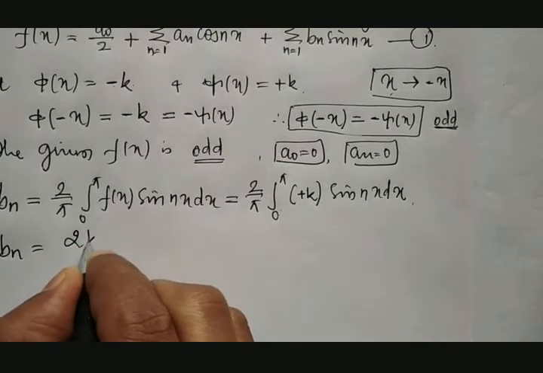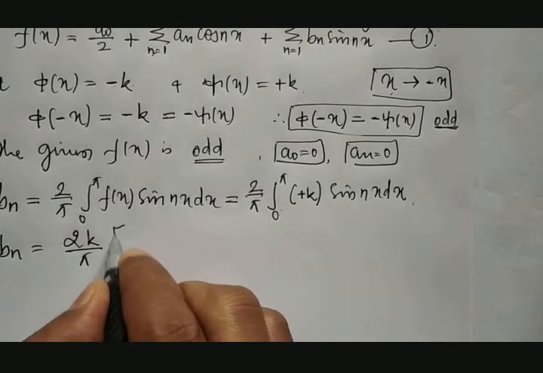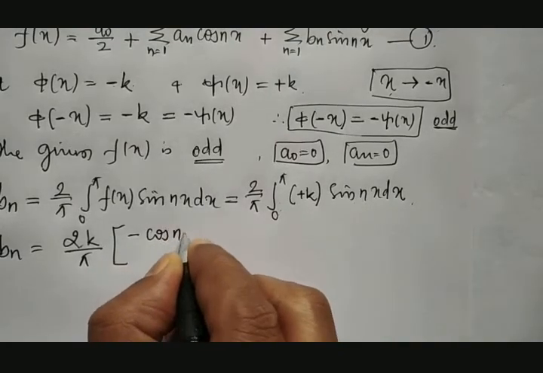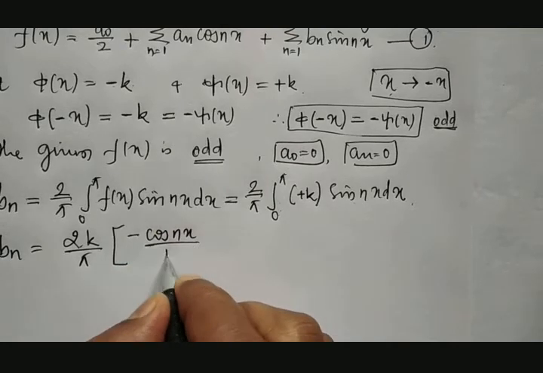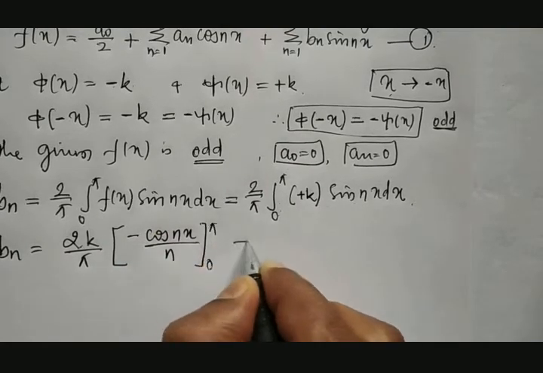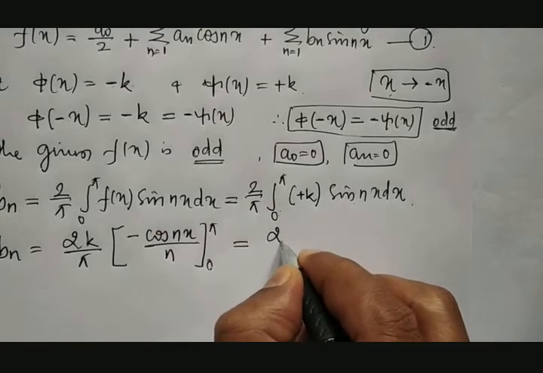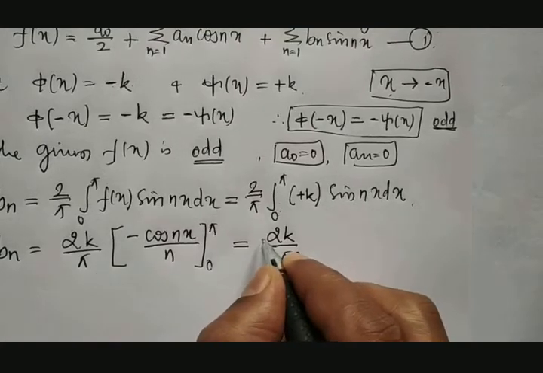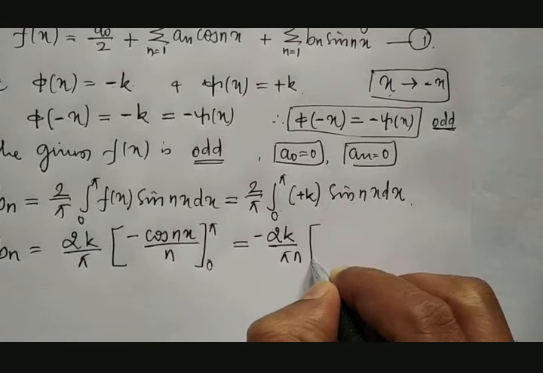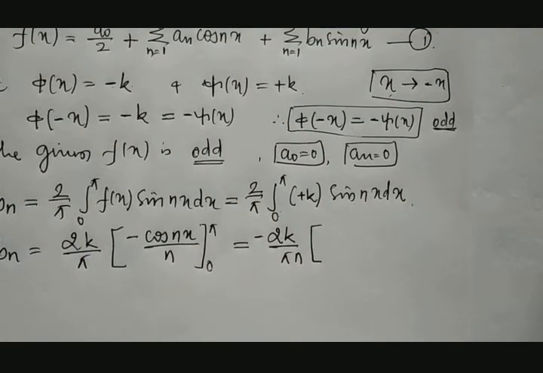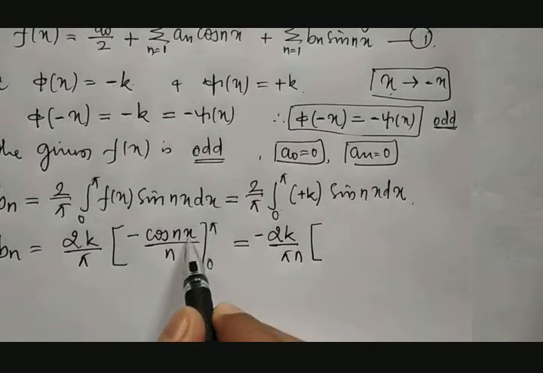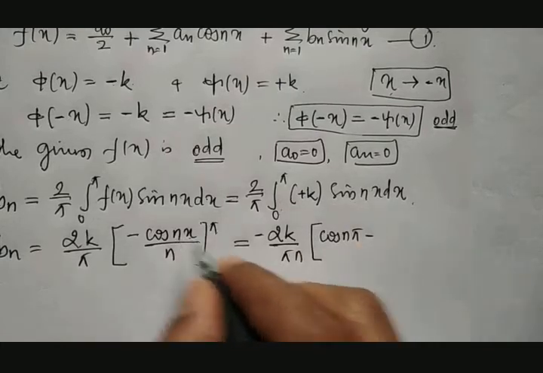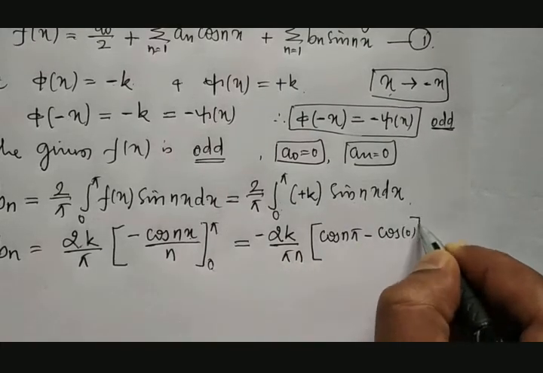So it becomes 2k divided by pi into integration of sin nx, which will be minus cos nx divided by n between the limit 0 to pi. Therefore, 2k divided by pi, n also I'll take it out. Even I take the minus sign out, then substitution goes on. What is the substitution? Substitute the value of upper limit pi in place of x, then we will be getting cos n pi minus, if you substitute, it will be cos 0.